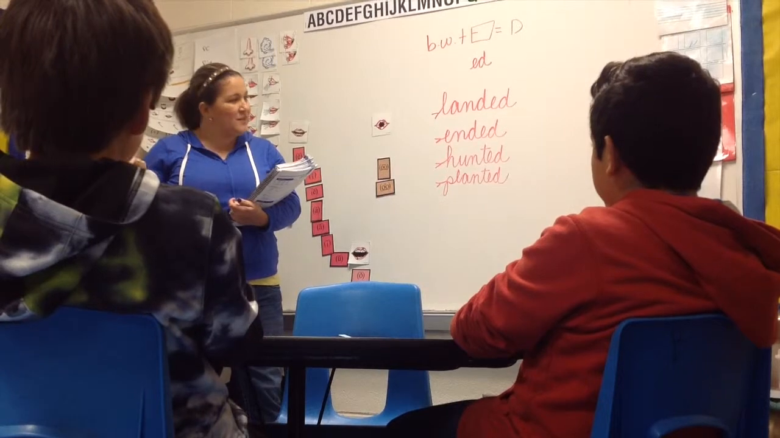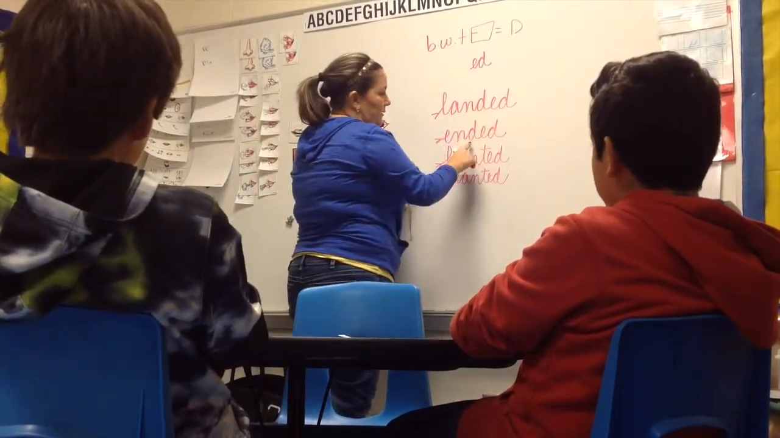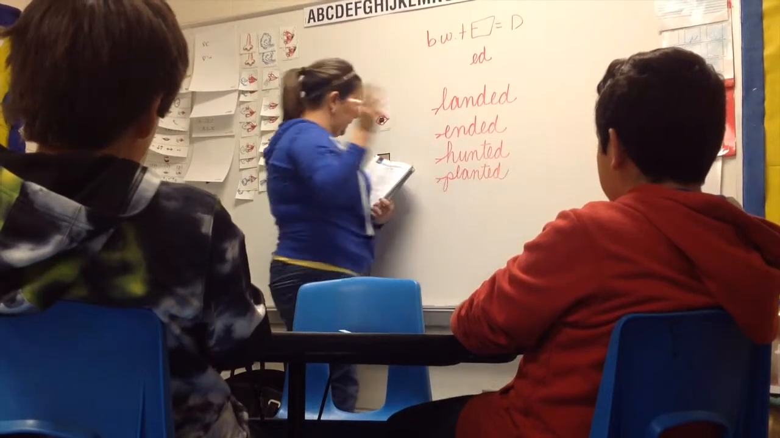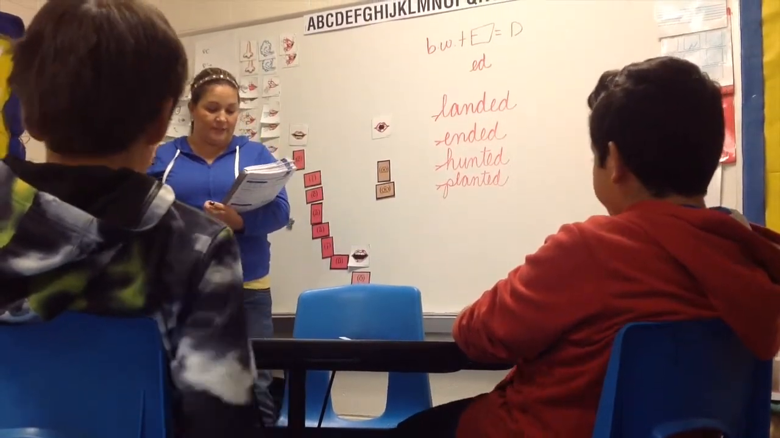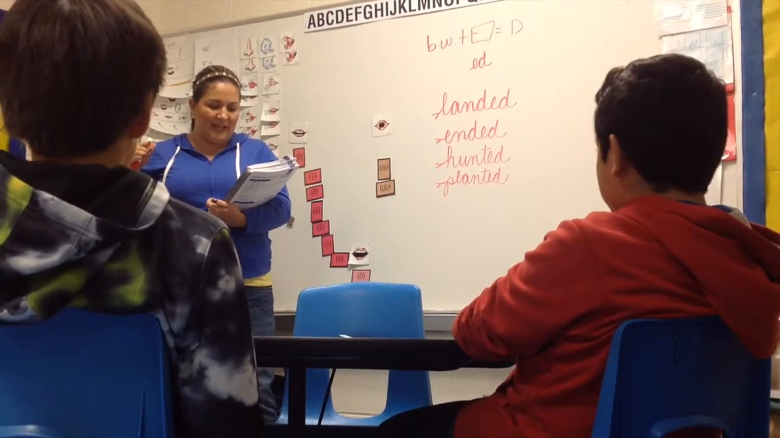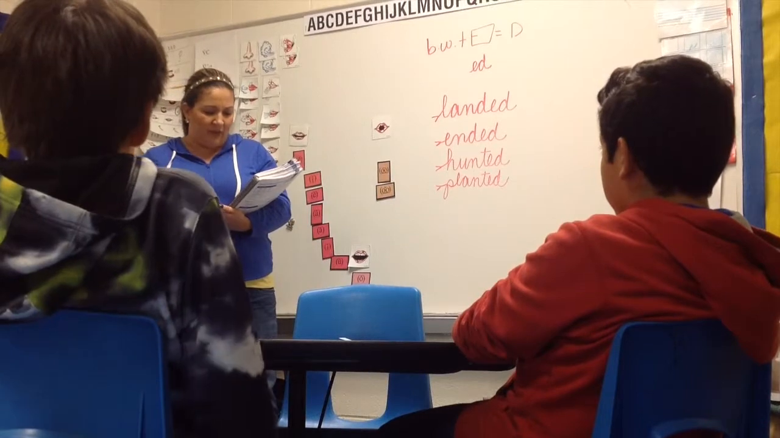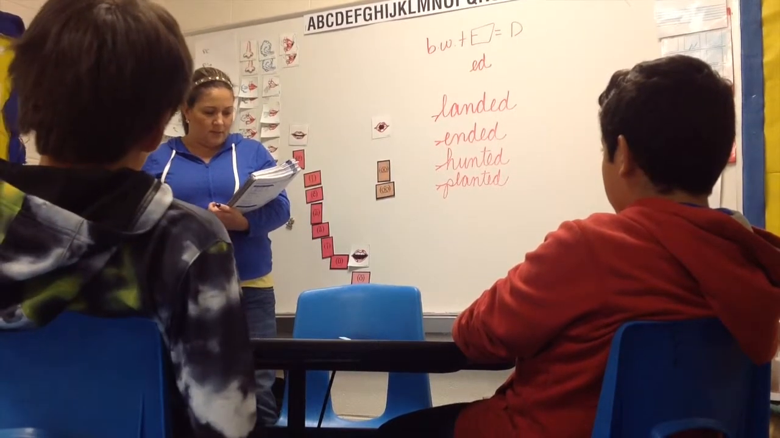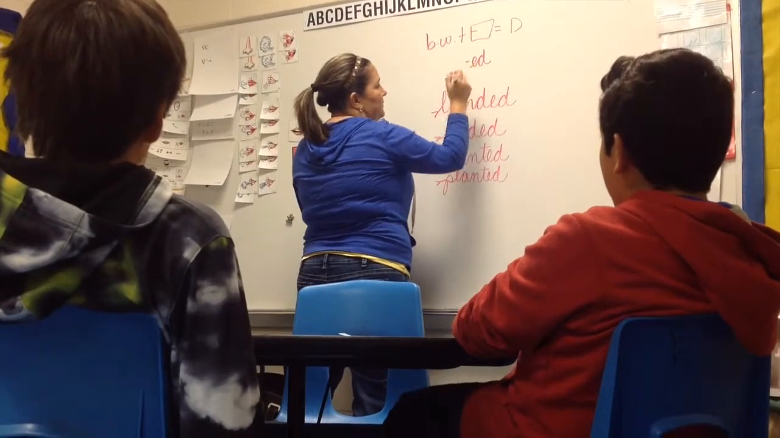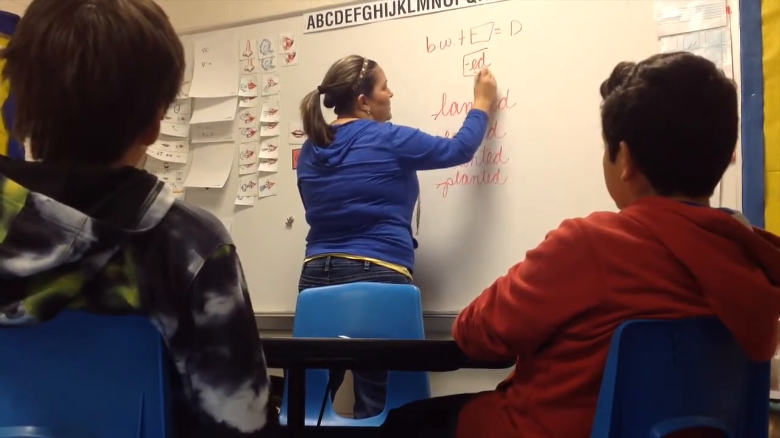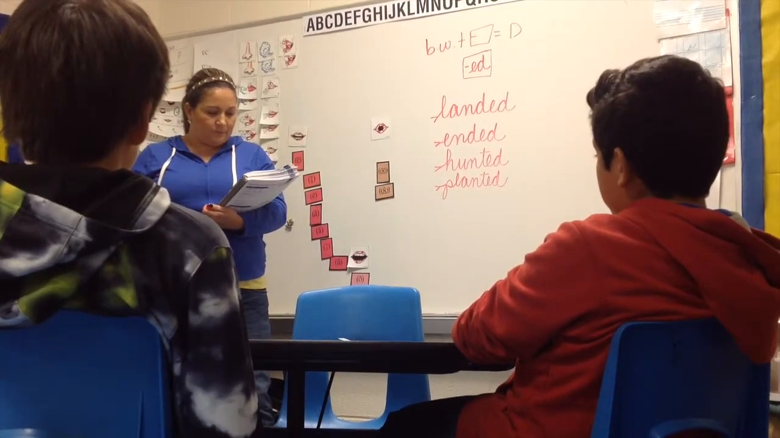Well, what letters do we see at the end of each of these base words? D. We see D and T. So these base words end in T or D with suffix ed added to the end. Does suffix ed begin with a vowel or a consonant? Vowel. A vowel. So it must be a vowel suffix.